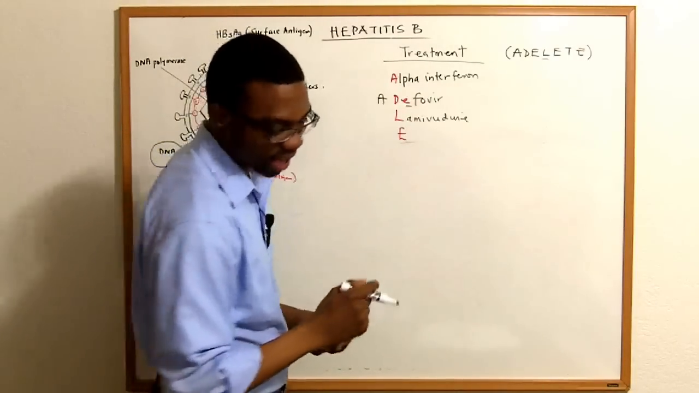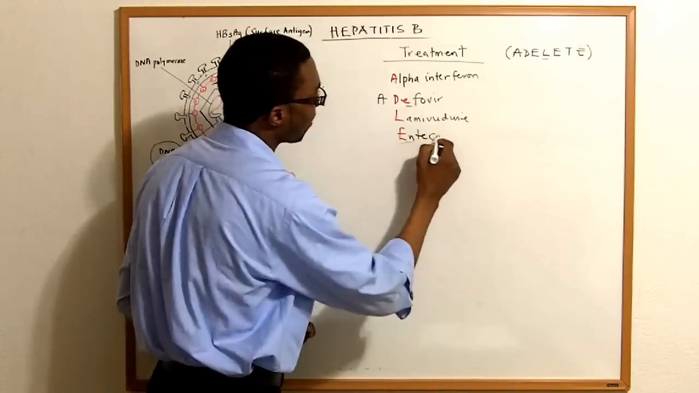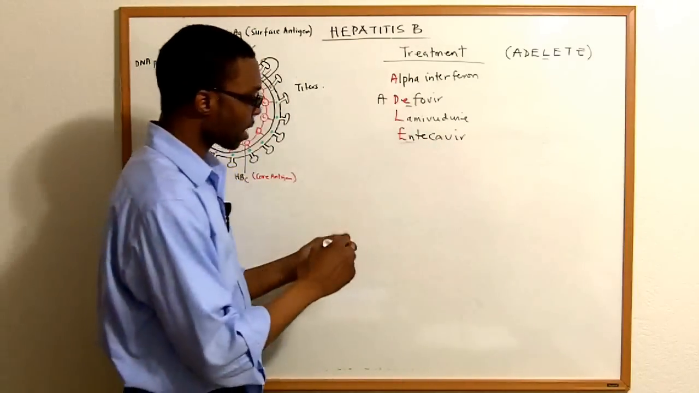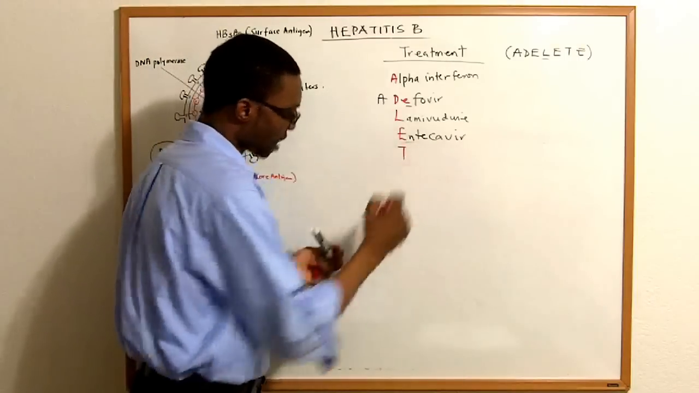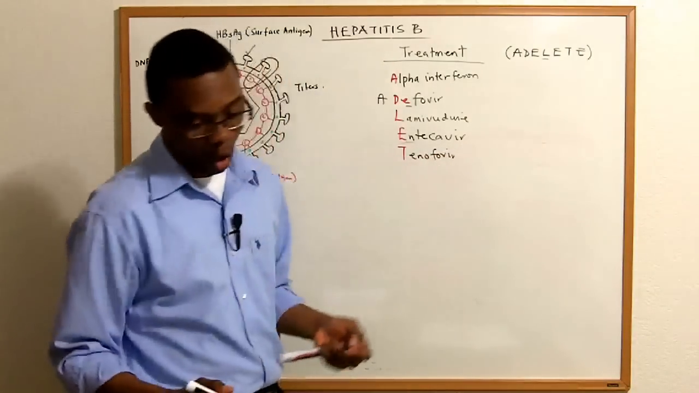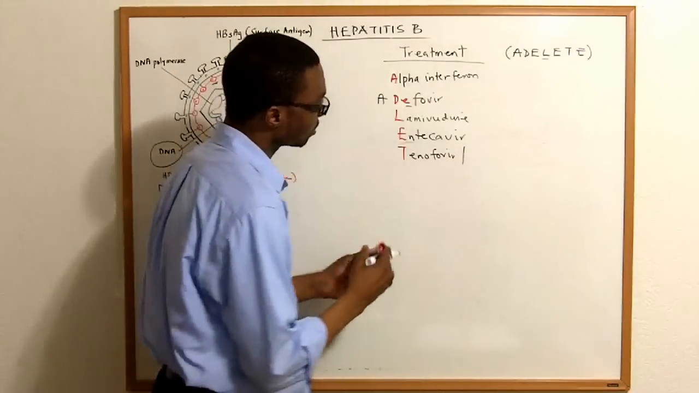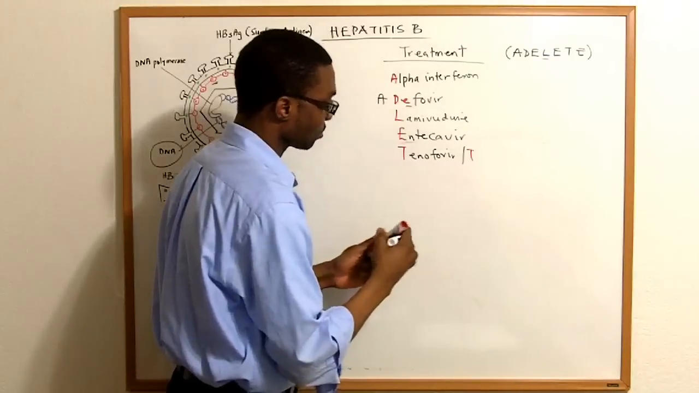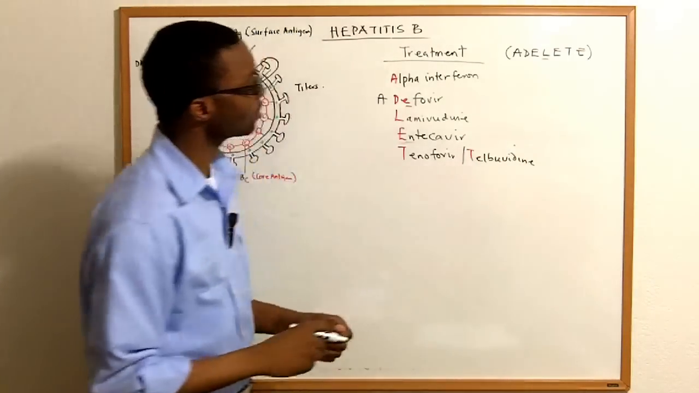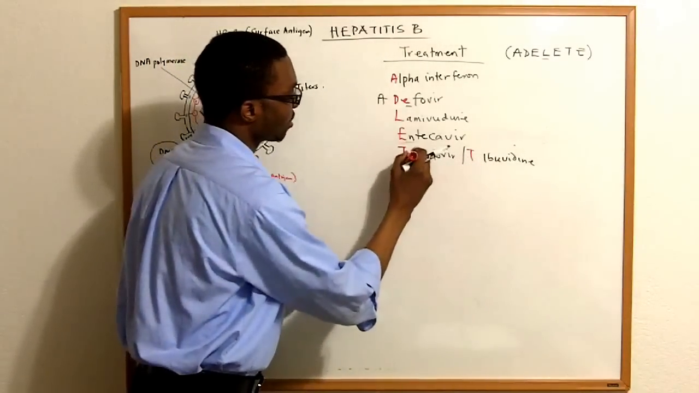The next drug is entecavir, right? The antiviral drug entecavir. And T stands for tenofovir, or the other drug, telbivudine. Telbivudine. So, really TE. That's the mnemonic.